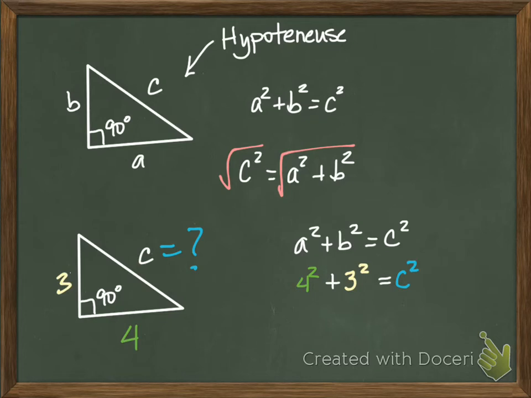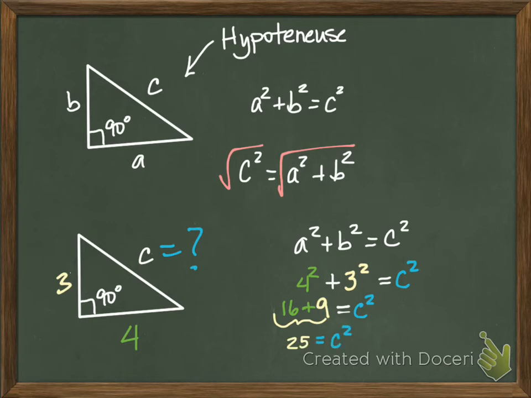Okay, 4 squared is 16, right? Because 4 times 4 is 16. So this is 16. 3 times 3 is 9. So that's 16 plus 9 equals my C squared. Okay, 16 plus 9 is going to give me 25. So these two together give me 25. So I have 25 equals C squared.